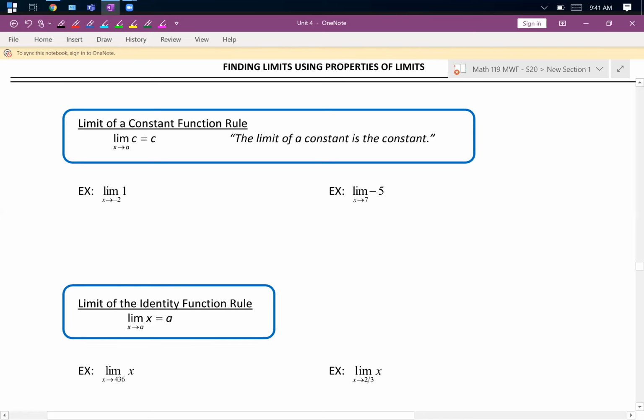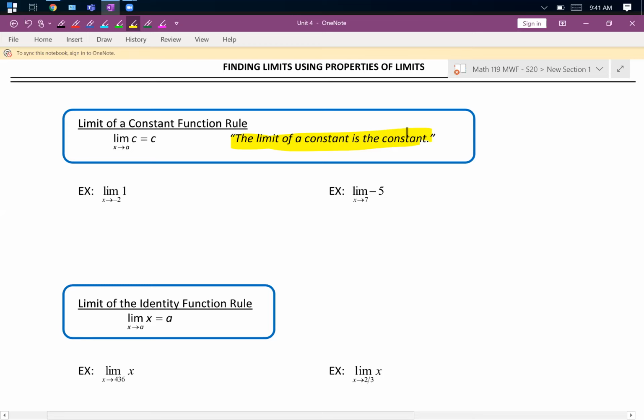First rule is limit of a constant. The limit as x approaches a of some constant c will always be that constant. Now you'll see throughout this section that I end up writing words over on the side because there are so many formulas and these limit rules get weirder and weirder looking that I frequently find it's easier to remember the words than the actual symbols.